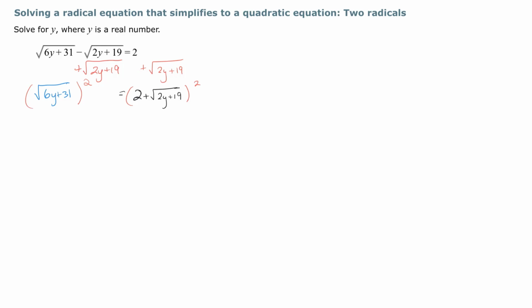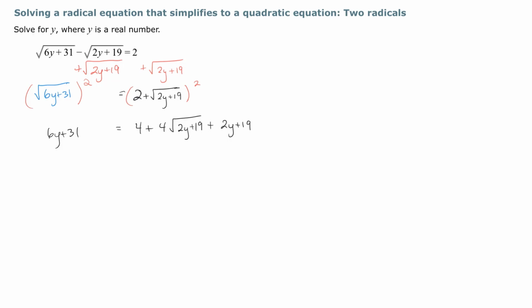Now we react to this. We react to this by saying this is 6y plus 31 is now equal to 4 plus 4 times the square root of 2y plus 19 plus the quantity 2y plus 19. I'm going to take the parentheses off of the 2y plus 19, even though they're invisible. They aren't really there, so that I could collect like terms a little bit quicker.